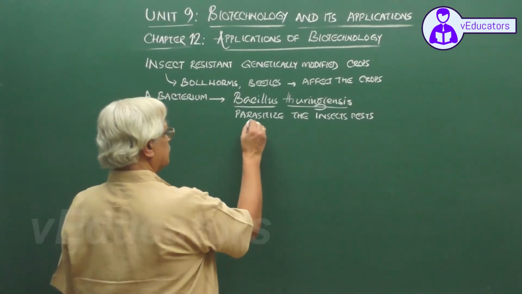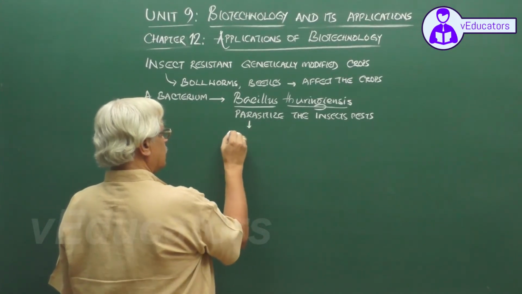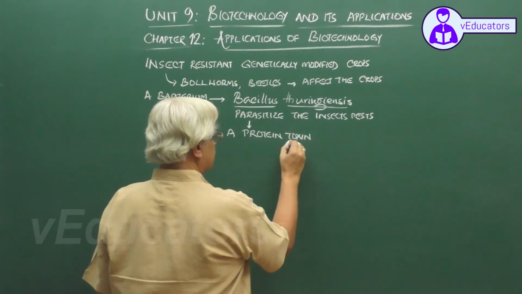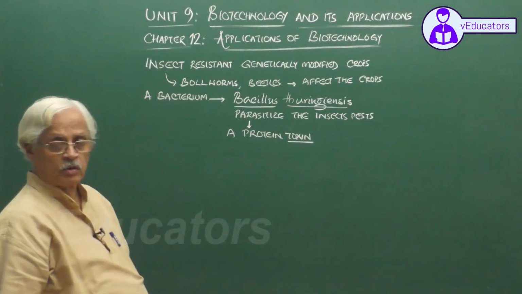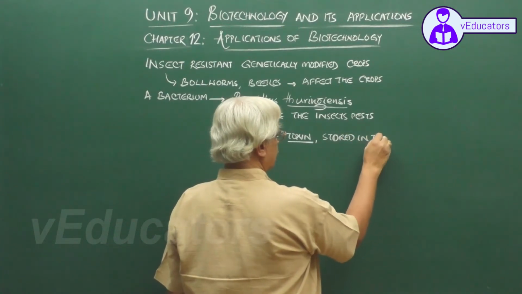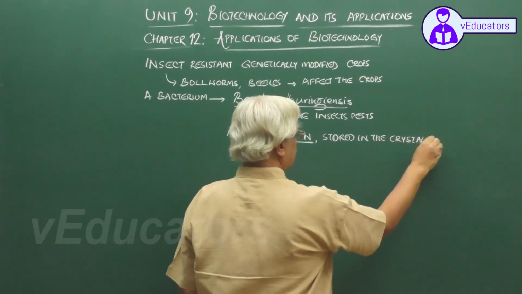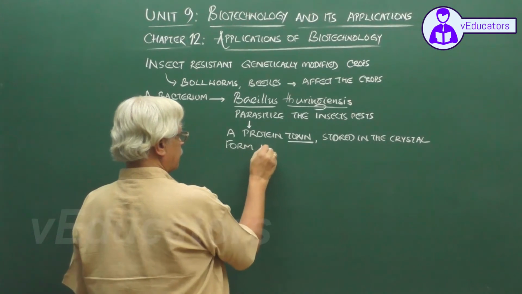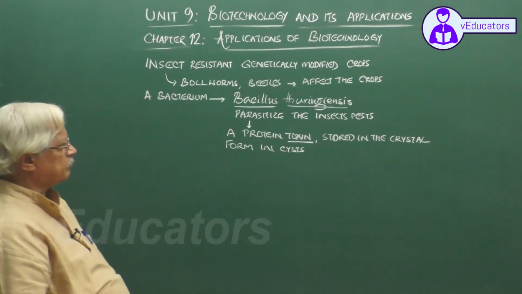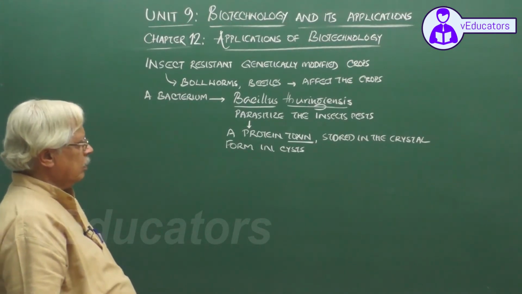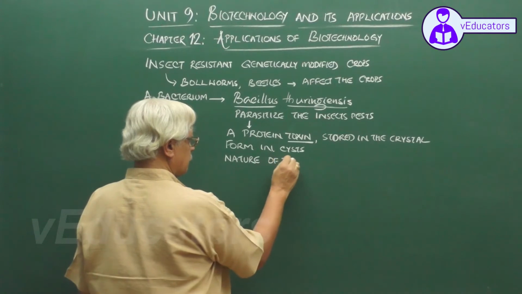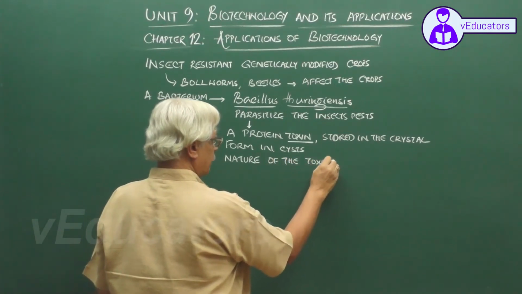The reason for this is that Bacillus thuringiensis produces a protein toxin, which is stored in the crystal form in the cysts of the bacteria. The nature of this toxin varies.